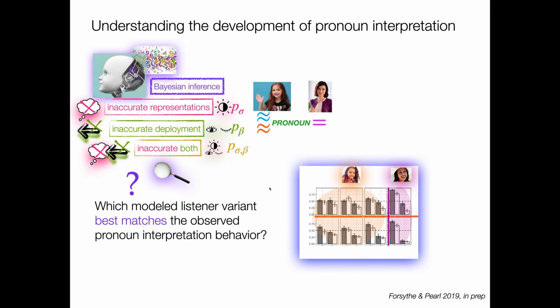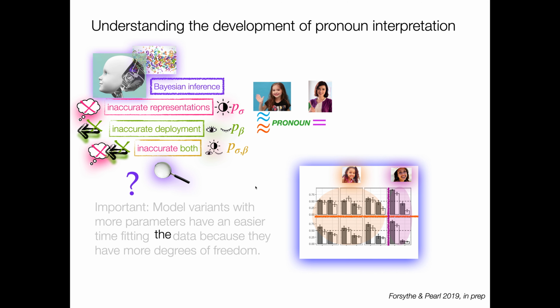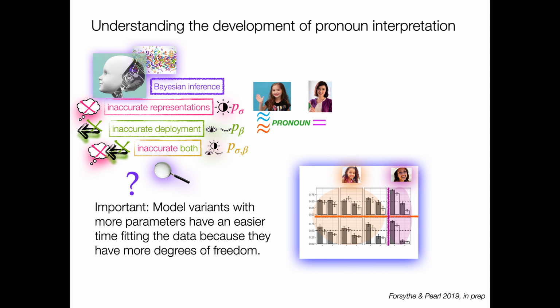So here's the question. Which modeled listener variant best matches the observed pronoun interpretation behavior that we see from children and adults? Well, something that's important to keep in mind is that model variants with more parameters will have an easier time fitting the data because they have more degrees of freedom.